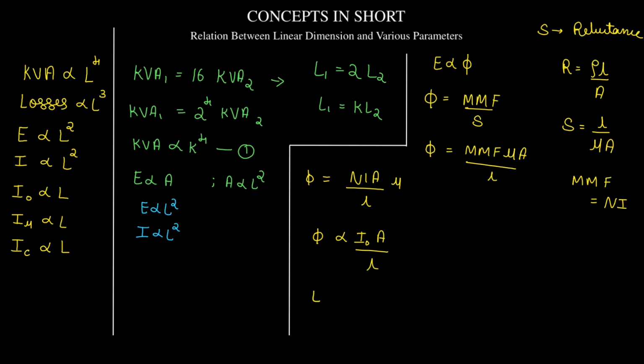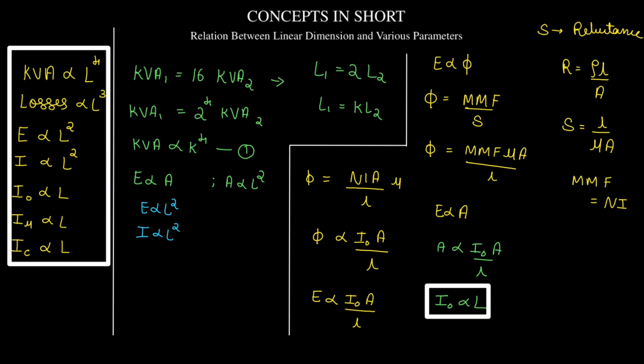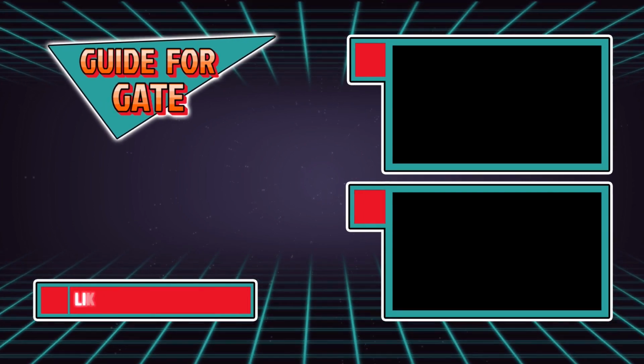We can write it as E is directly proportional to I naught A by L, because we know E and flux are directly proportional. And we also know that E will be directly proportional to area, because now with that note we can write area as proportional to I naught area upon L. Since area gets cancelled, I naught will be directly proportional to L, or this is what I have written there. So that brings us, basically this column is most important because some questions are asked directly based on this.